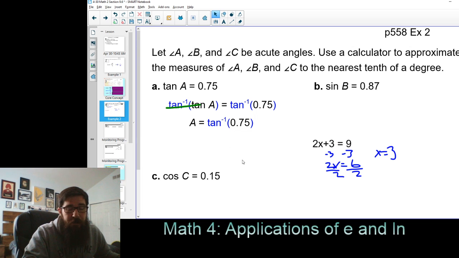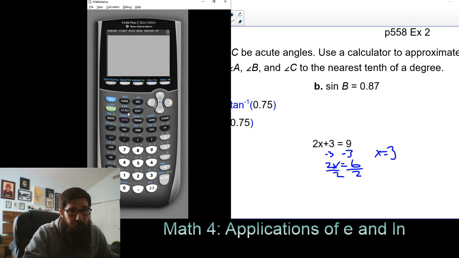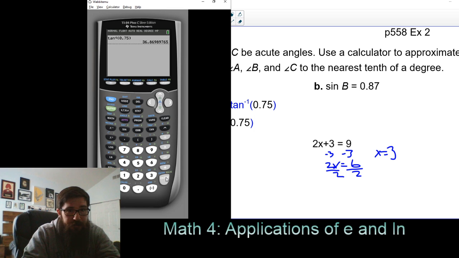Time to type this in a calculator. I'm going to pop over to my calculator here. Make certain I'm in degrees, depending on what type of calculator you're using. Since this is the TI-84, I need to turn it to degrees. Now, inverse tangent, if you look on mine, it's blue right above where the tangent button is. I can hit second and then that button, and it says tan with the negative 1 exponent. That's an inverse tangent. I'm going to put a 0.75 in, close the parentheses, hit enter.